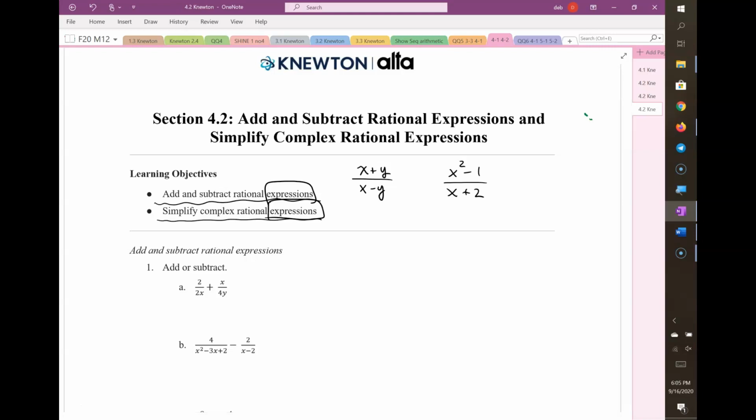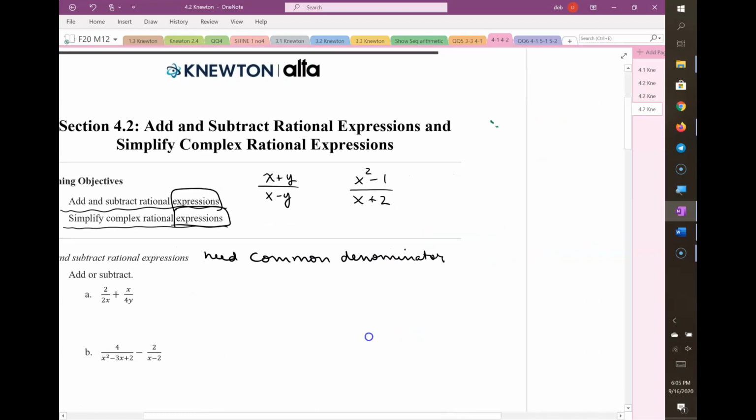We don't solve. Okay, so the first problems are to add or subtract rational expressions, and we need a common denominator to be able to do this. So let's just have a little conversation about common denominators.